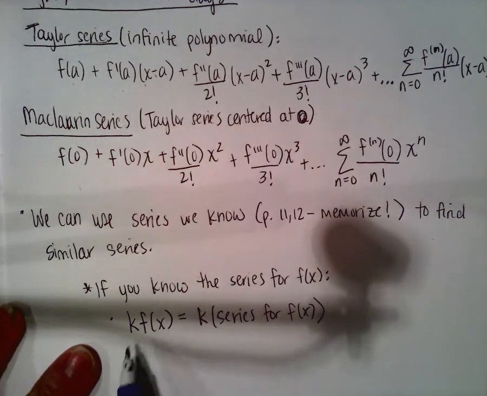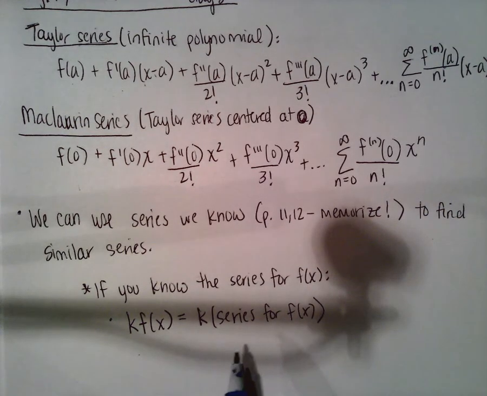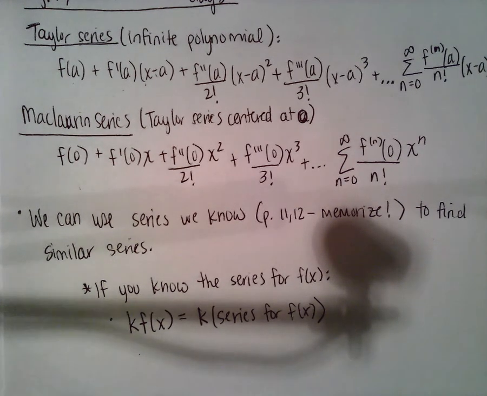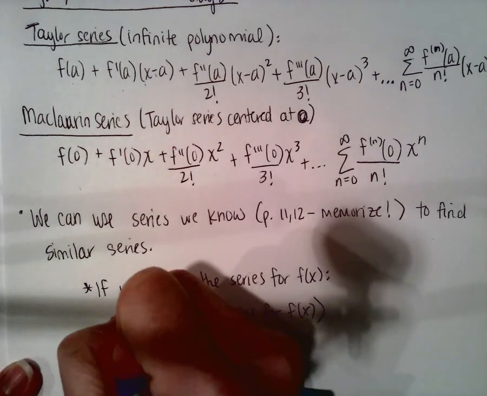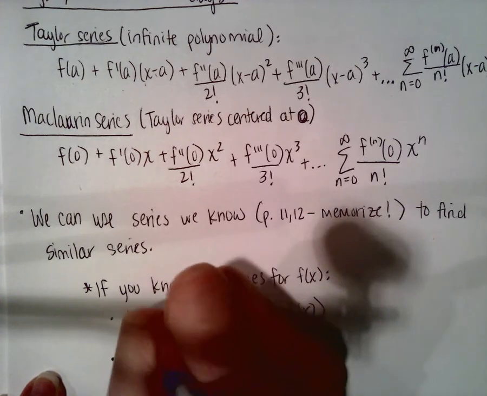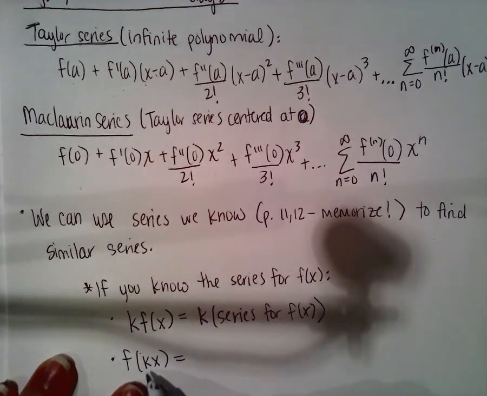So let's say you know the series for sine x and you want to figure out the series for 2 sine x. Then you would just multiply the series for sine x by 2. Okay, the next one is f of k times x. So say you multiply the x value by a constant k.